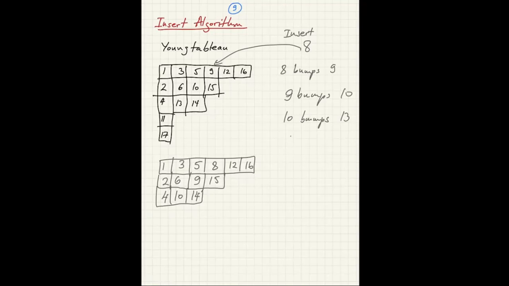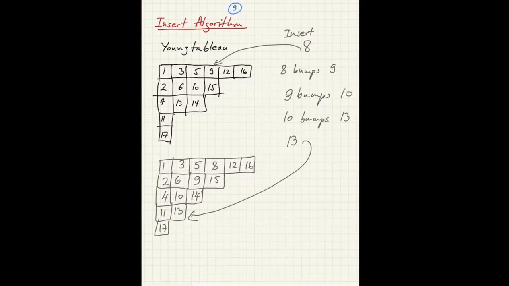So 13 looks at the next row, which is 11, and on 11, 13 can just go at the end of the row and it causes no problem. So that's where it goes, and we have this new Young tableau. Okay, so this is the procedure for inserting an element into a Young tableau.